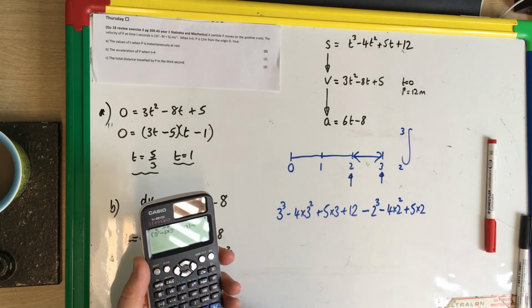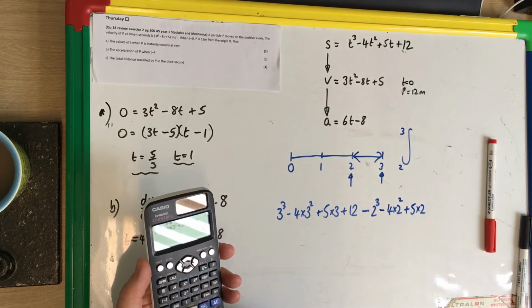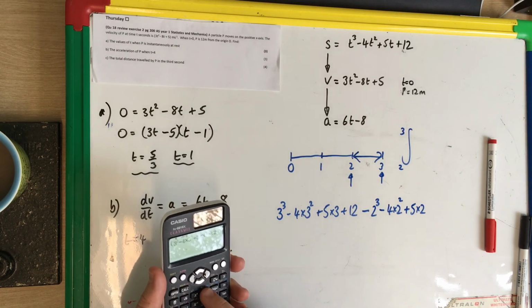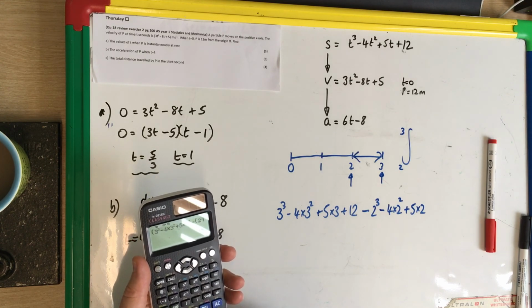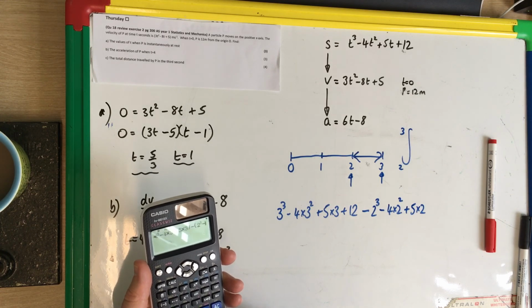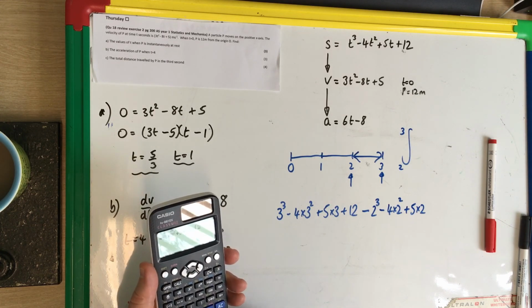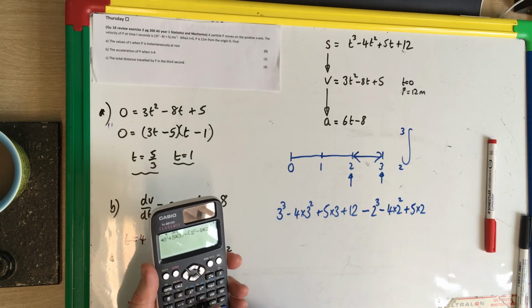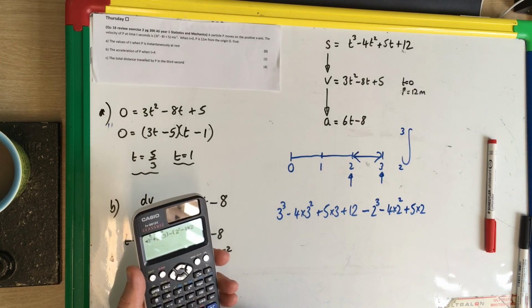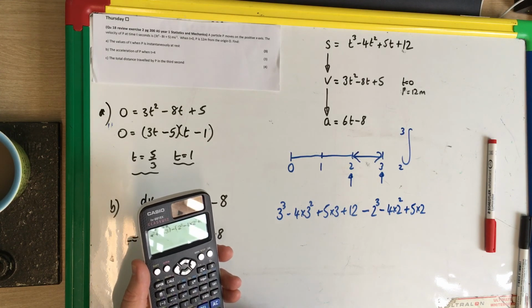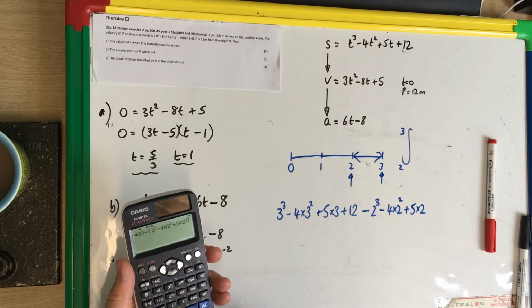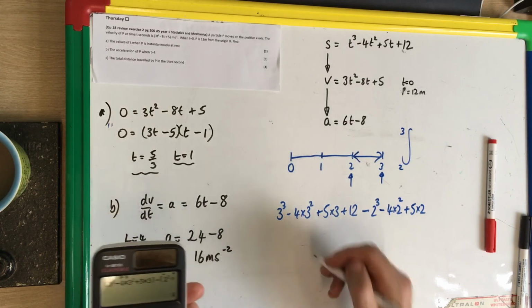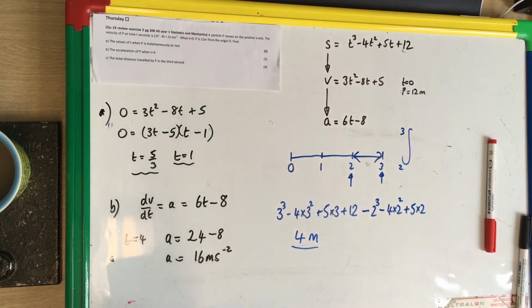But if you're unconfident with that, then you stick it on. Minus 2 cubed minus 4 times 2 squared plus 5 times 2. Sorry, I'm painfully slow. I'm just worried about making a mistake. Which is easy to do with these, isn't it? And that is equal to 4. So it takes 4 meters.